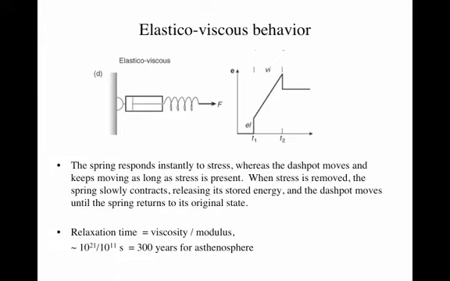In an elastico-viscous behavior, a spring responds instantly to a stress, whereas the dashpot example, the piston cylinder, moves and keeps moving as long as the stress is present. When the stress is removed, the spring slowly contracts, releasing its stored energy, and the dashpot moves until the spring returns to its original state. That relaxation time is equivalent to the viscosity divided by the modulus. And that works out to about 300 years for the oceanosphere.